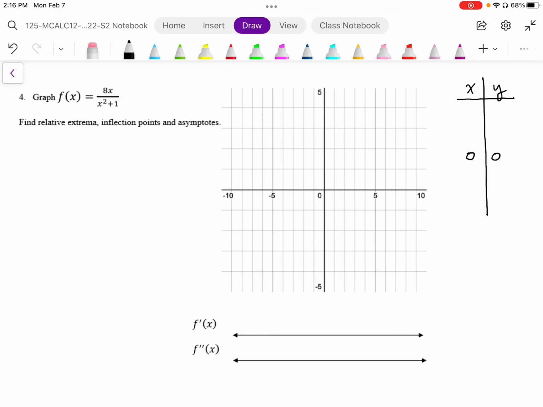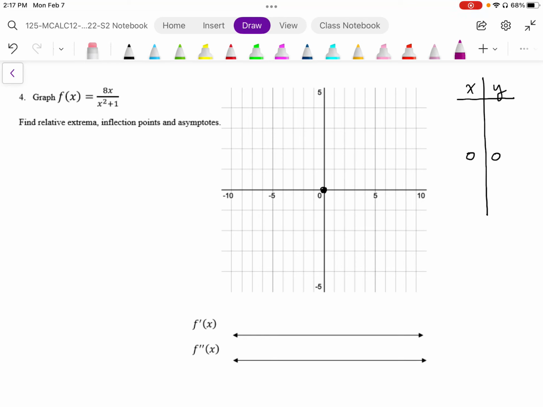So looking at this graph here, we can see that we have 8x over x squared plus 1. The first thing I notice is that there is a 0, so the numerator is equal to 0 and x equals 0. I've put that in my table, and I'm just going to plot that one coordinate.